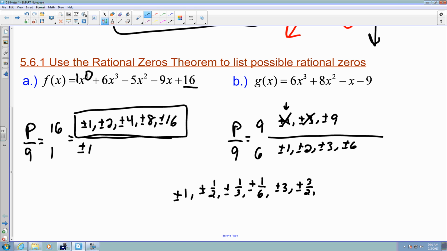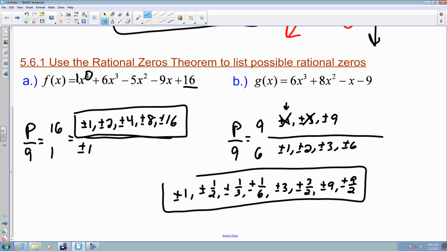Now I can go to 9. That's plus or minus 9, and plus or minus 9 over 2. 9 divided by 3 is 3, that doesn't need to be repeated. And then 9 over 6 gives me 3/2, so that doesn't have to be repeated either. So the list of possible zeros for example B are right here. Okay?